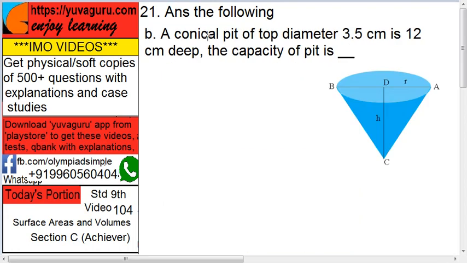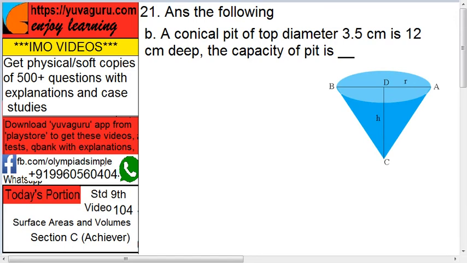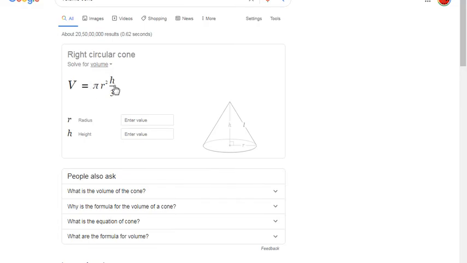A conical pit of top diameter 3.5 centimeters is 12 centimeters deep. Find the capacity of the pit. Here the diameter is 3.5, so the radius is half of 3.5, so it is 1.75, and the height is given as 12. The formula for the volume of a cone is pi r square h upon 3. So just input the values.